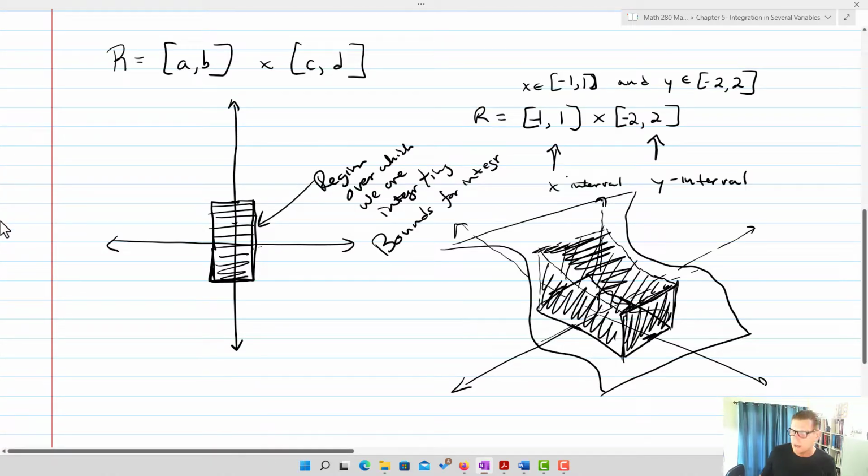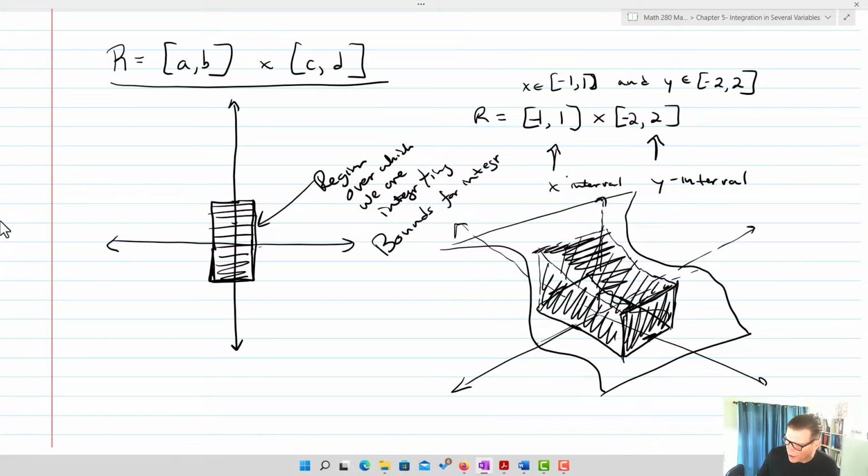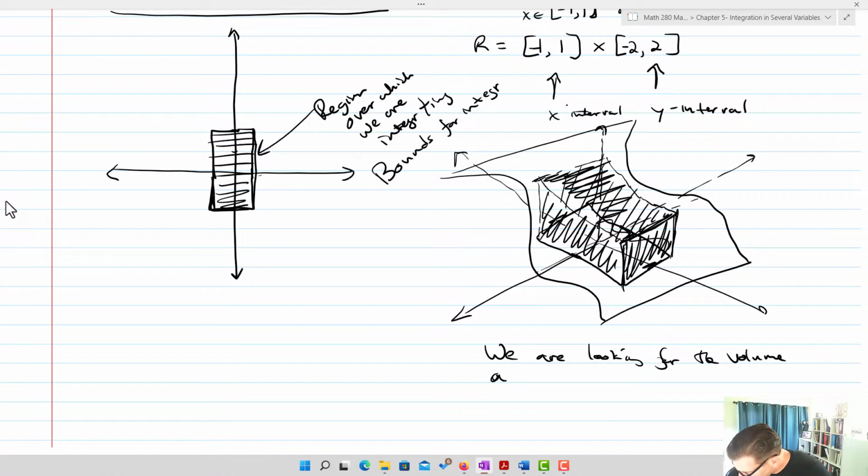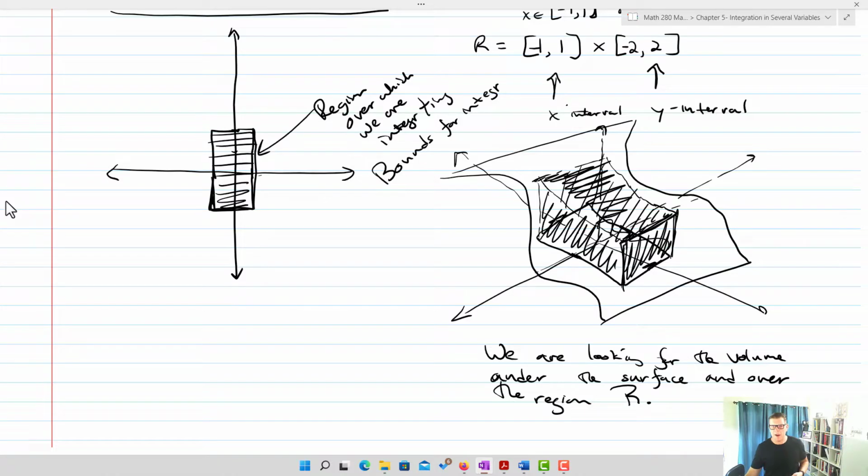So we introduced that notation, and what that notation is going to mean for us in terms of our integration is we are looking for the volume under the curve, or under the surface, really. It should be under the surface and over the region R. And that's one of the concepts that we're going to be working with here.